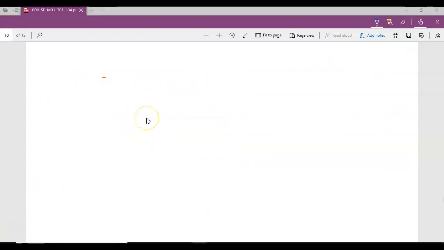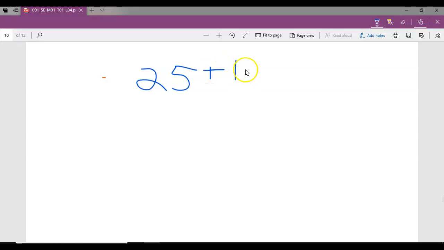All right, let's try one more. All right, so let's do 25 plus 100. I'm going to rewrite this with the greatest common factor outside the parentheses, and what's left after I factor it out inside the parentheses.